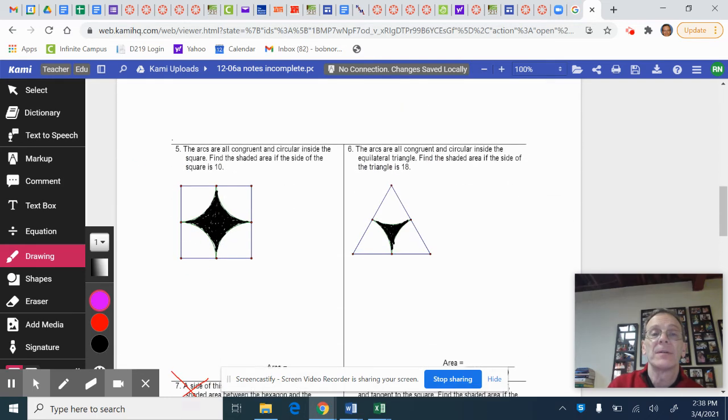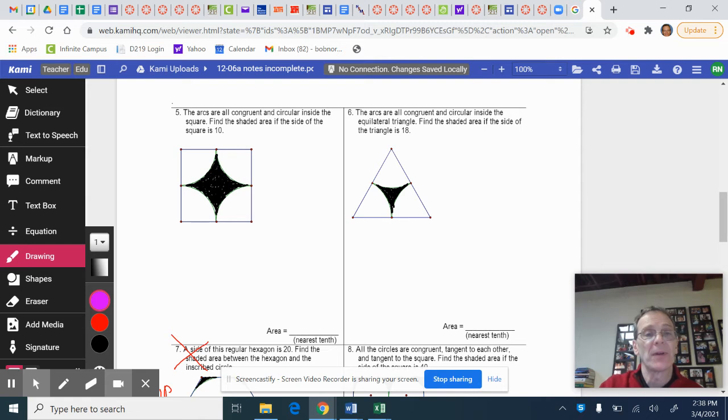Number 5. All right, here's a different picture. Finally, it's not going to be a sector minus a triangle. So what's this one going to be? What's your strategy for finding this one?